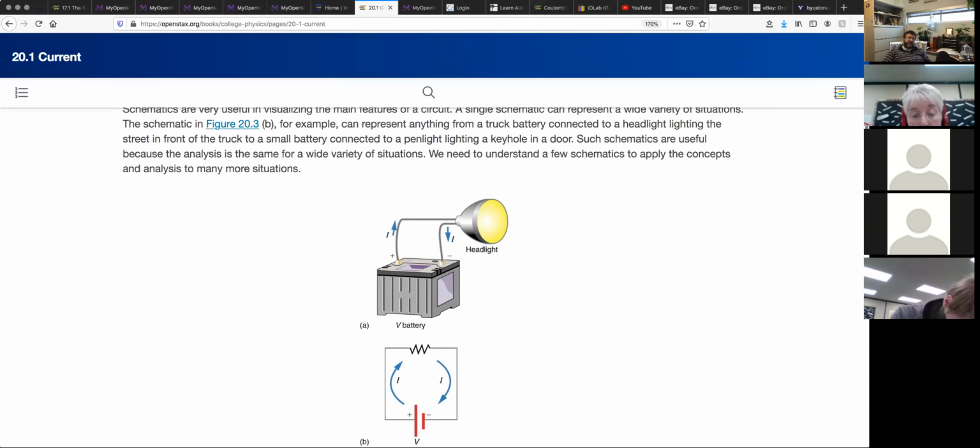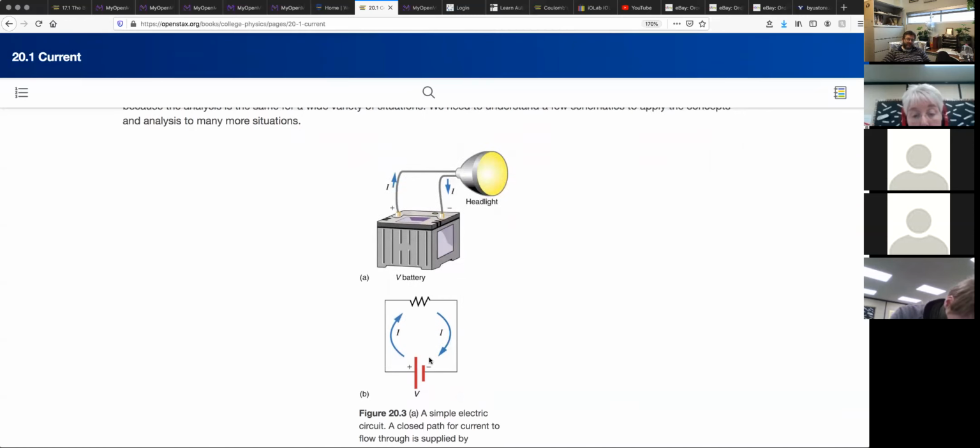So the batteries are represented by voltage sources, I guess in general, are represented by 2 lines in the circuit, one longer than the other. The longer one representing the positive side of the voltage source, the shorter one representing the negative side. And so this is the circuit diagram for this lamp battery circuit with the wires. And wires are represented just by plain old lines here.